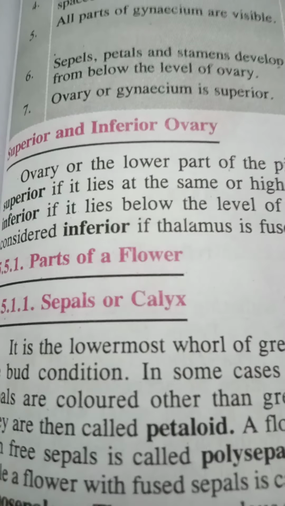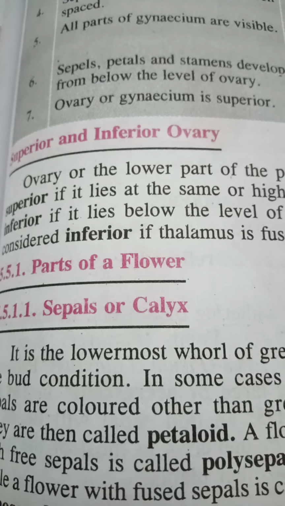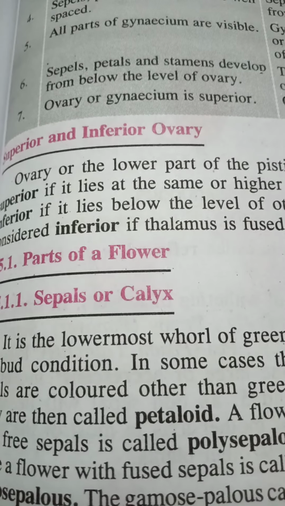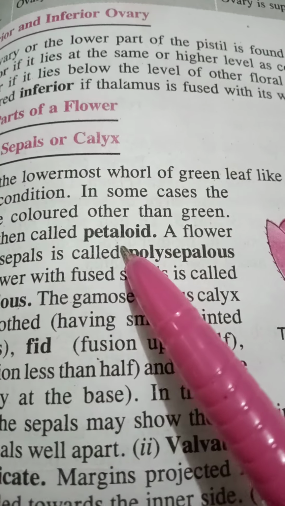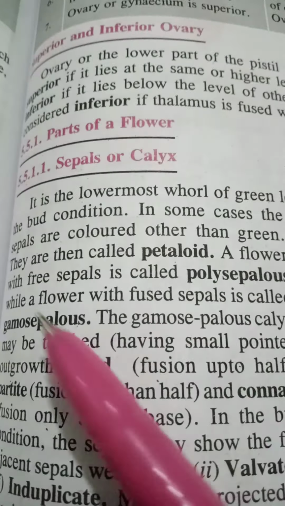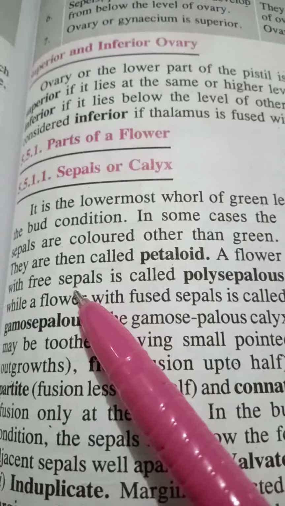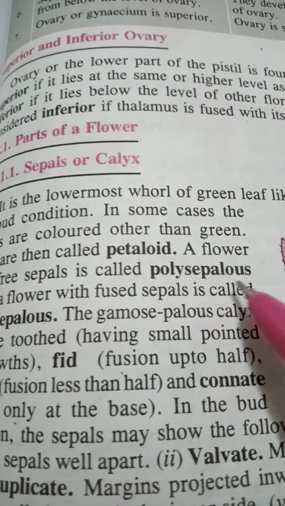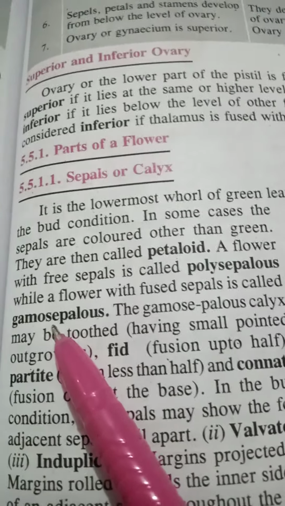Now, sometimes the calyx may be colorful. If it is colorful, then we call it a petaloid type of calyx. Petaloid calyx means a colorful calyx. Again, a calyx may be free. That means the sepals may be free, then it is known as polysepalous condition. If the sepals are fused, then it is known as gamosepalous.